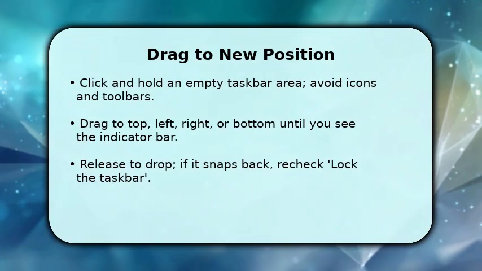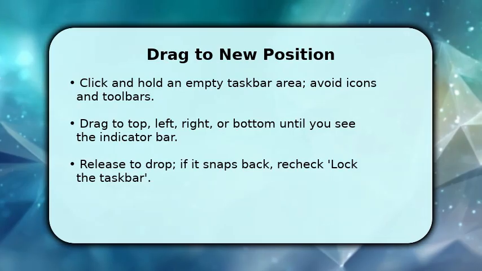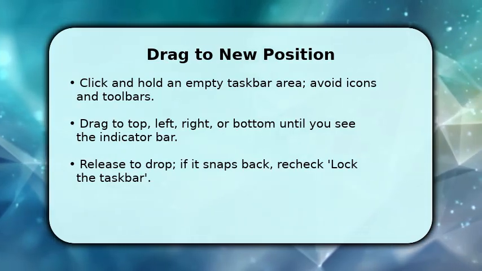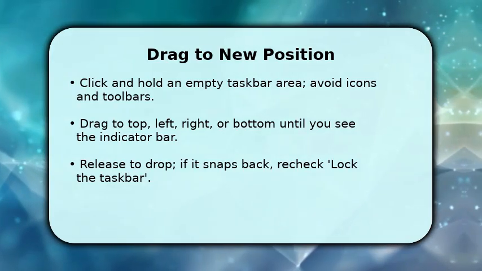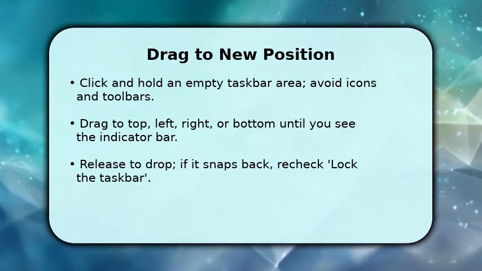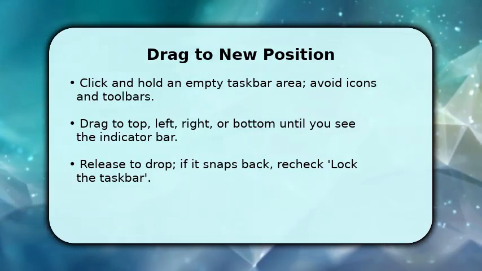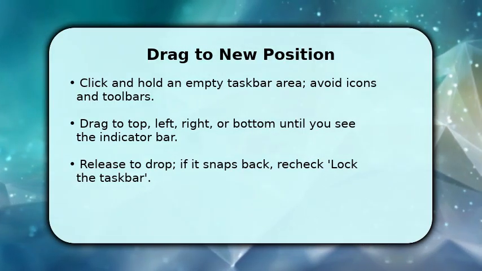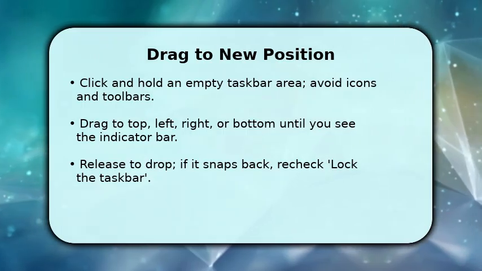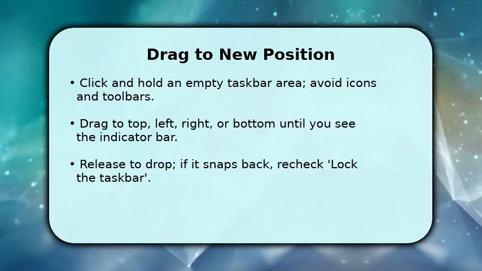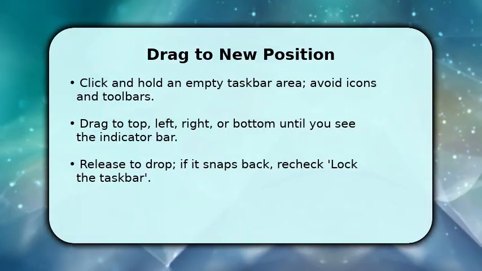You click and hold on an empty part of the taskbar, steady pressure, not double-click, and begin dragging toward the edge you want. As you move, watch for the visual indicator line that shows where windows will dock the bar. Move slowly near corners so it chooses top versus side correctly. Release the mouse button when the indicator aligns with your target edge.